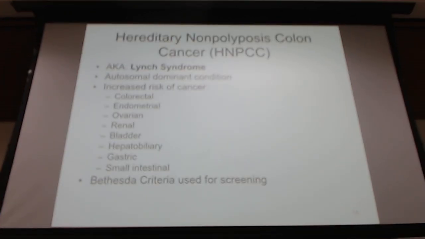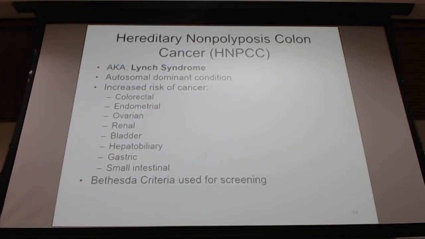And then we have what's known as hereditary non-polyposis colon cancer, aka Lynch syndrome. These people are at increased risk of cancer. Again, autosomal dominant condition. And they have risk of cancer in all these different spots. It starts in the colon, obviously metastasizes and shows up in other places. So they use what's called the Bethesda criteria. That's based on age, family history, and tumor characteristics. Did those tumors start showing up before the age of 50? Is there any family history of that with other members in the household?